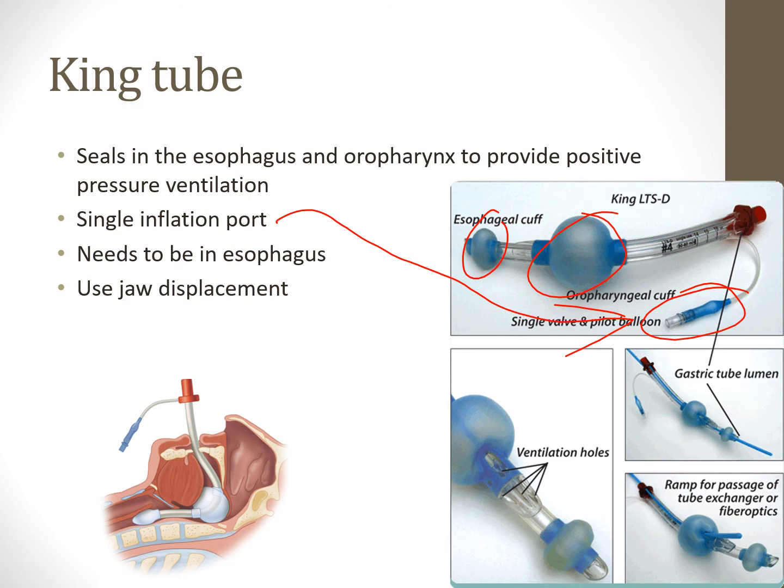It needs to be in the esophagus, and you just use the jaw displacement, put it in the esophagus, and there are ventilation holes right here where it's going to block the esophagus, block the oropharynx, therefore all the gas will go hopefully into and out of the lungs.